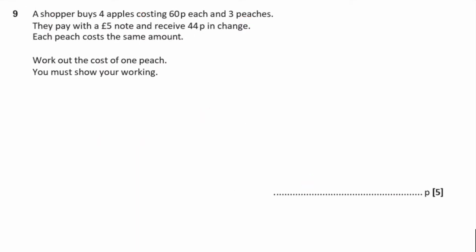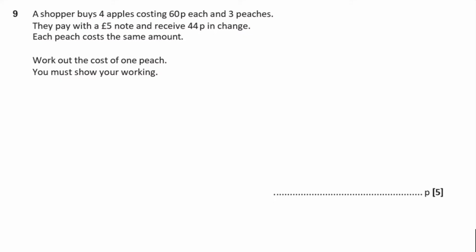Question 9. A shopper buys 4 apples costing 60p each and 3 peaches. They pay with a £5 note and receive 44p in change. Each peach costs the same amount. Work out the cost of 1 peach. You must show your working. Okay, so we know everything in this apart from the cost of the peaches.